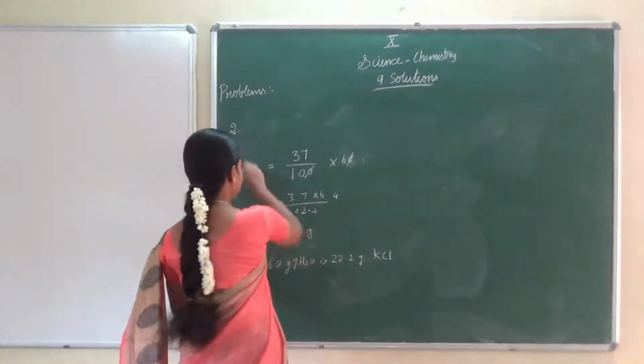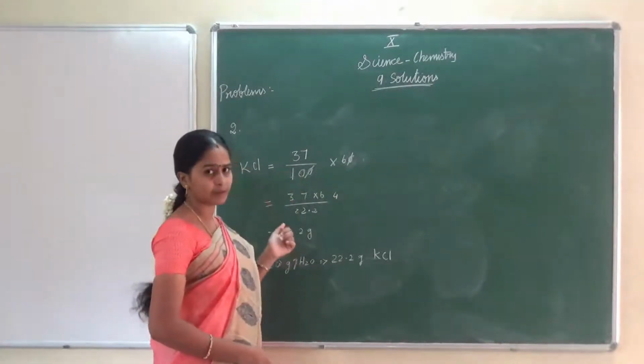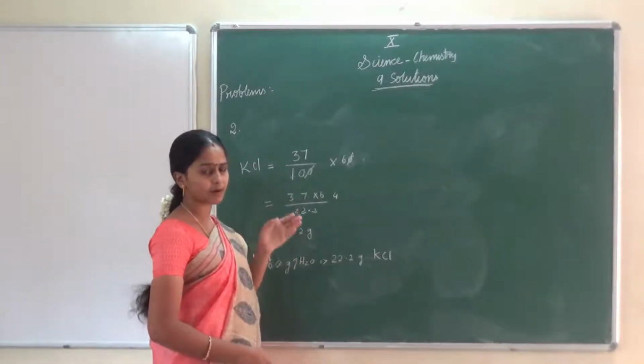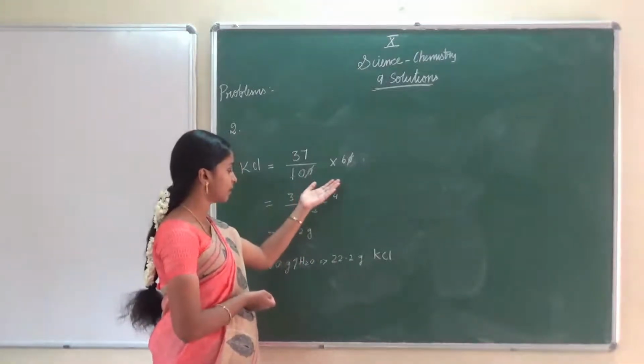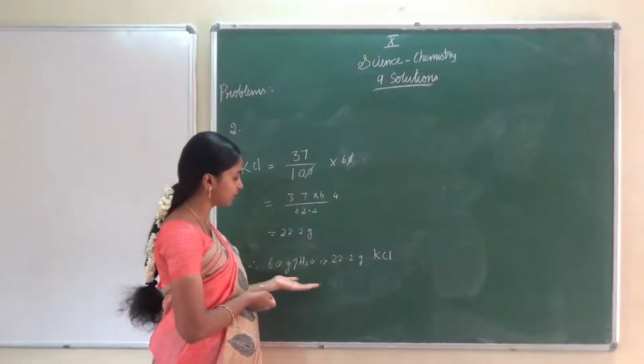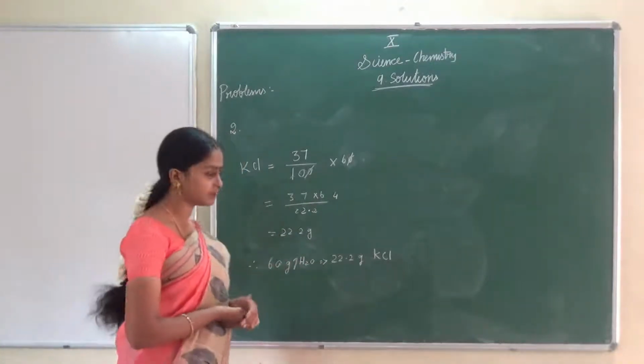For NaCl it is 36 gram. For KCl it is 37 gram. Okay, 37 gram is enough to form a saturated solution in 100 ml water. Then to form a saturated solution in 60 gram of water, it is 22.2 gram. Okay, that's all. Now come down to the second problem.